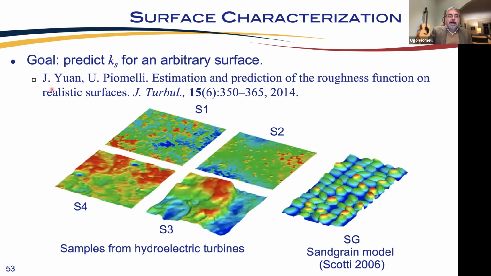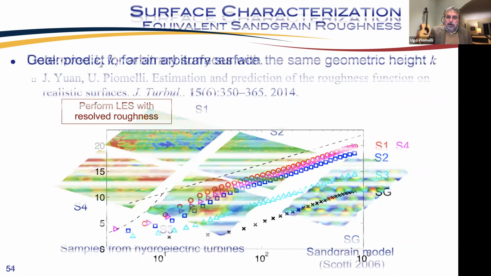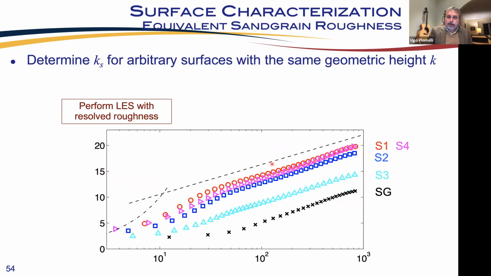This is work that was carried out by June Yuan, my former student. She's now faculty at Michigan State. And we looked at 4 samples taken from actual hydroelectric turbines that were supplied by Hydro-Quebec and compared them with the sand grain model. Now, what you can do is perform a number of simulations. You can do the smooth calculation, which would give you a log law that sits here, and then do simulations with the resolved roughness, and for the various surfaces you would get different log laws shifted down by a certain roughness function.